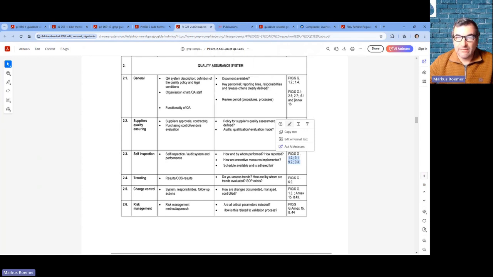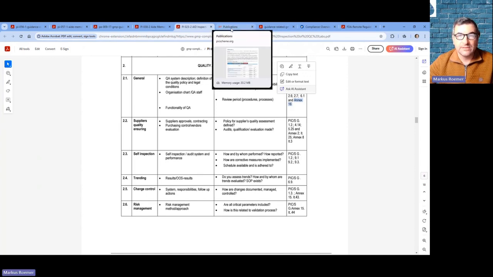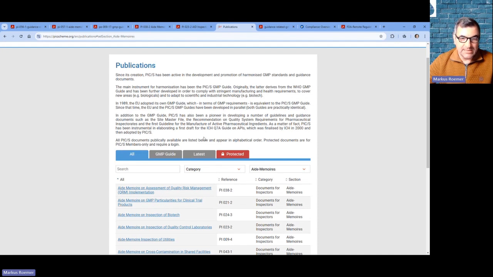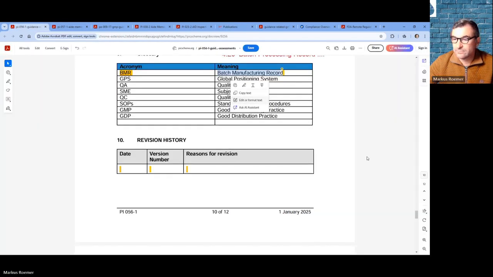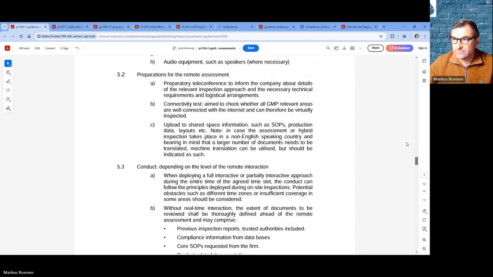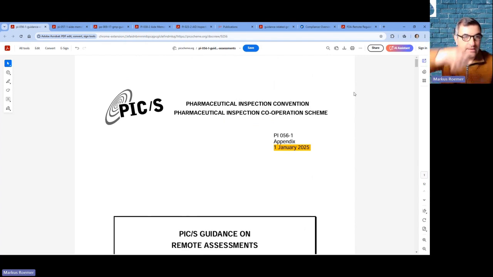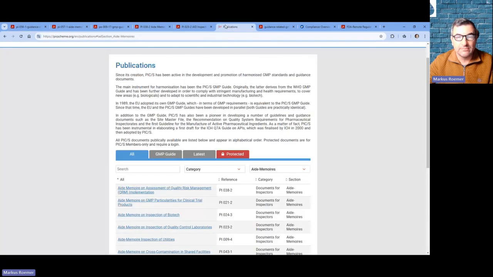Some annexes have moved since 2007. Annex 16 is still alive, but not Annex 20, Annex 13, and so on. So the Aide-Memoires of the PIC/S are usually absolutely great, except in 2025. There's one. I give it a dislike. The others are absolutely great, and you will find them here.